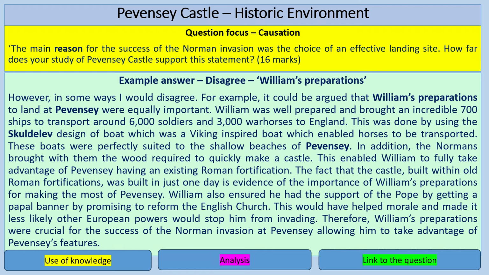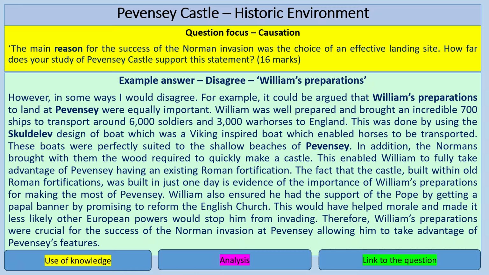William was well prepared and brought an incredible 700 ships to transport around 6,000 soldiers and 3,000 war horses to England. This was done by using the Skúldalev design of boat, which was a Viking-inspired boat which enabled horses to be transported. These boats were perfectly suited to the shallow beaches of Pevensey. In addition, the Normans brought with them the wood required to quickly make a castle.